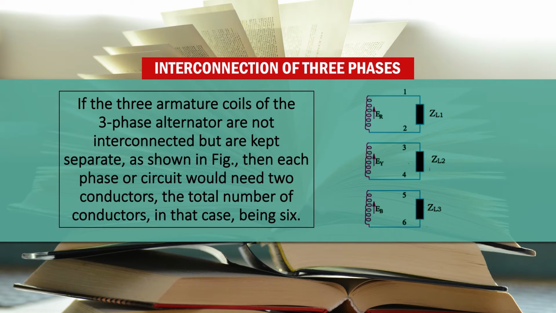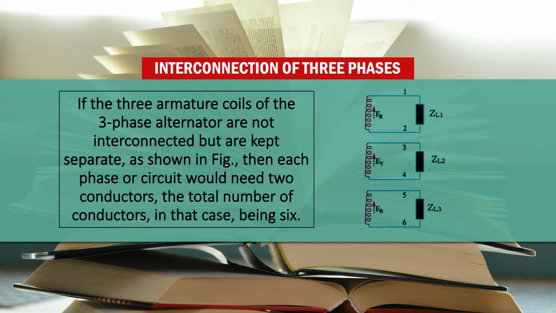Here you can see that if we are talking about the R phase, it has two connections, 1 and 2, and it is connected across a load that can be shown as ZL1. Similarly, Y phase is connected between terminals 3 and 4 and the load is ZL2. Similarly, B phase is connected between terminals 5 and 6 and the load is ZL3. So here you can see that 6 wires are required.